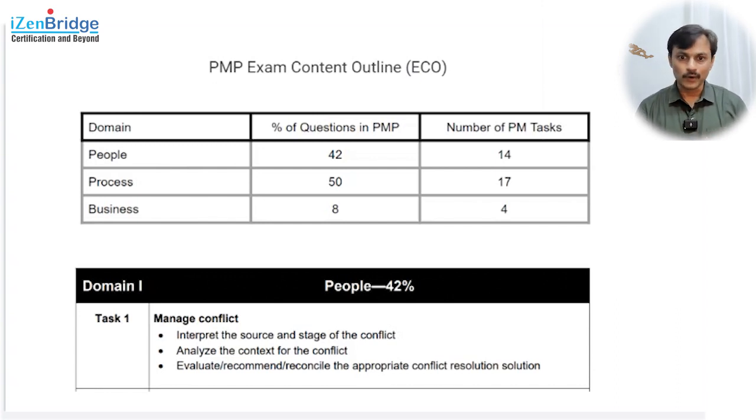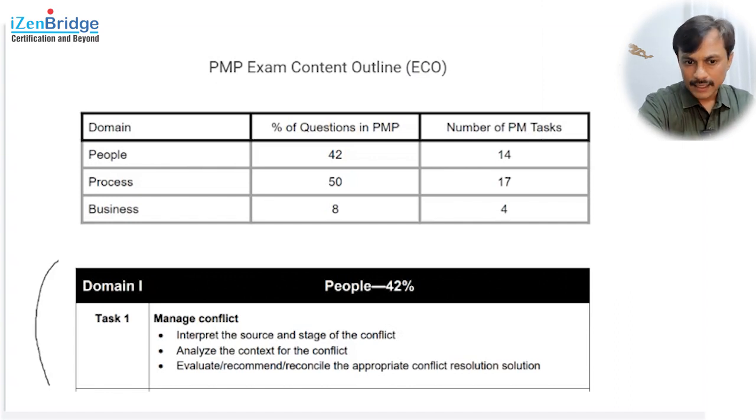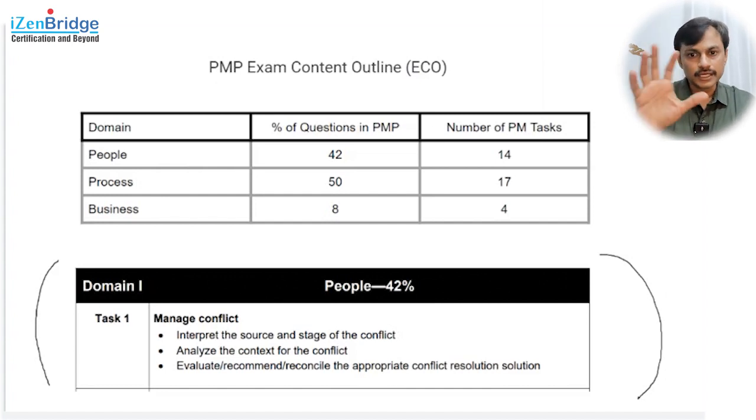So we'll talk about how a project manager should interpret the source of conflict, how you should analyze it, and evaluate, recommend, reconcile, and resolve the conflicts in an appropriate manner. What you see below is coming as a PMI ECO task. So what PMI expects you as a project manager is that you have a proficiency in these 3 things.